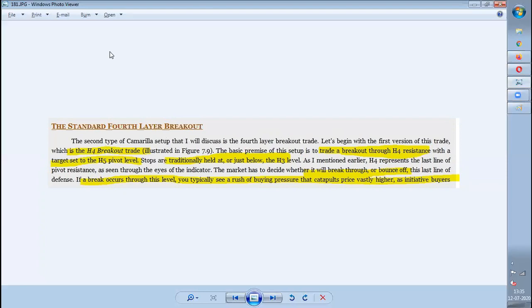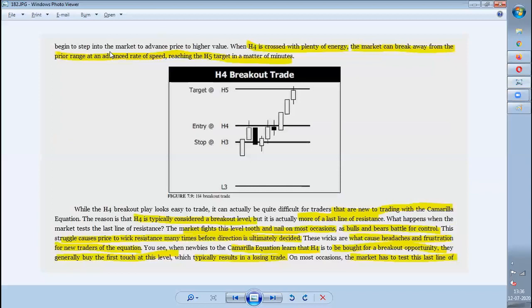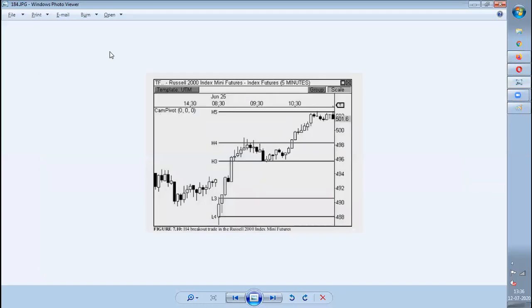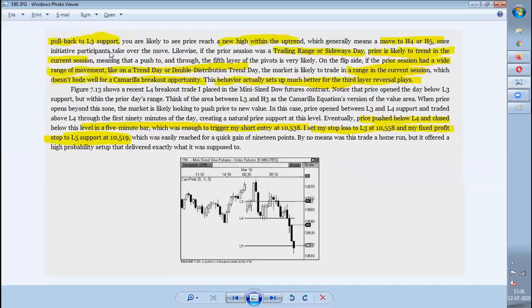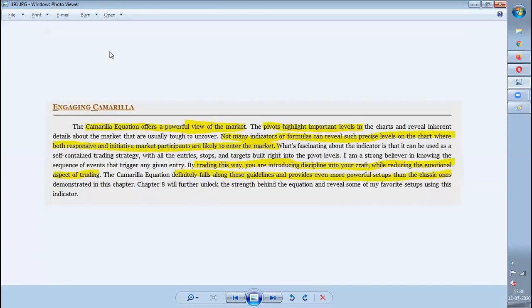So breaking it is going to be a tough trade. If it is going to break in a proper manner, then the target of H3 is highly possible and the stop loss is going to be H3. The same he has explained for the L4 trade also. So what he is trying to explain in the last concept is nothing but the Camarilla equation. Camarilla gives a powerful view of the market, whether it is going to be a bullish day, a bearish day or a range bound day. So that will be clearly given.